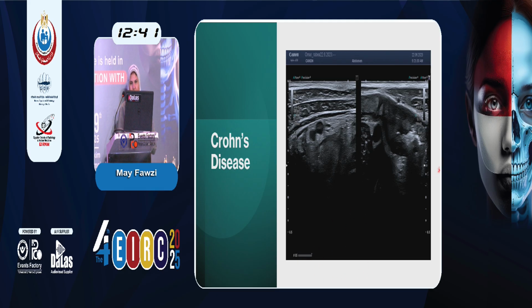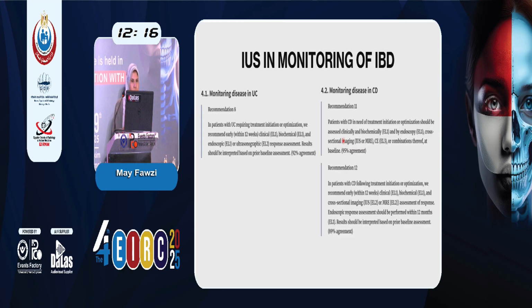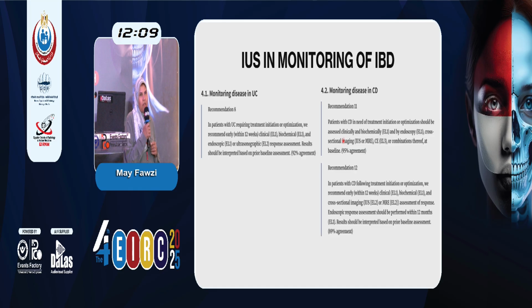I don't know why this video is not working, but this was a video of the terminal ileum of a patient with Crohn's disease. Same patient. I don't know why it is not working. There you go. So there's lack of stratification, thickened wall, lots of mesenteric fat around the ileum as well, and around it pathological lymph nodes. So this was a patient not diagnosed with Crohn's disease, and now I have a diagnosis by IUS.